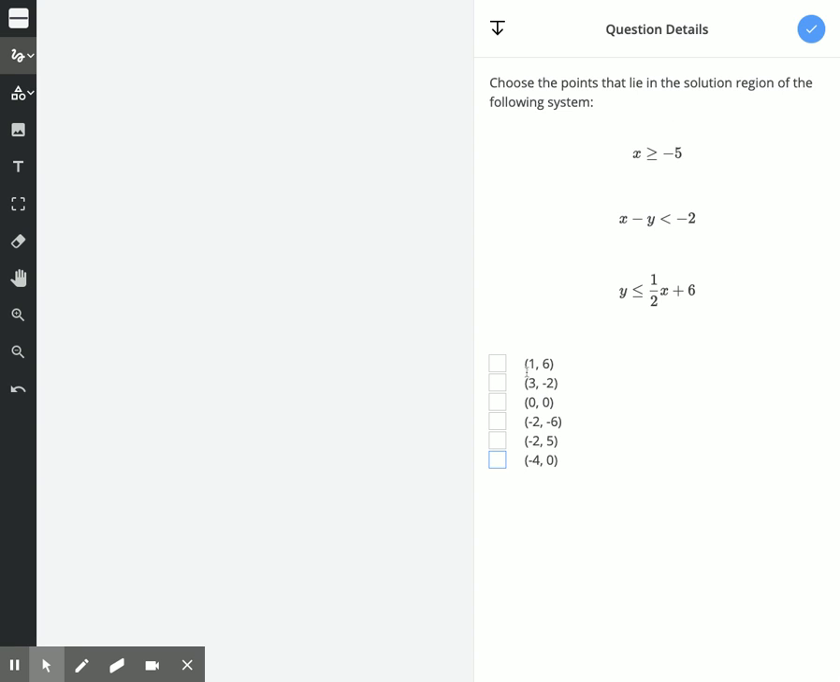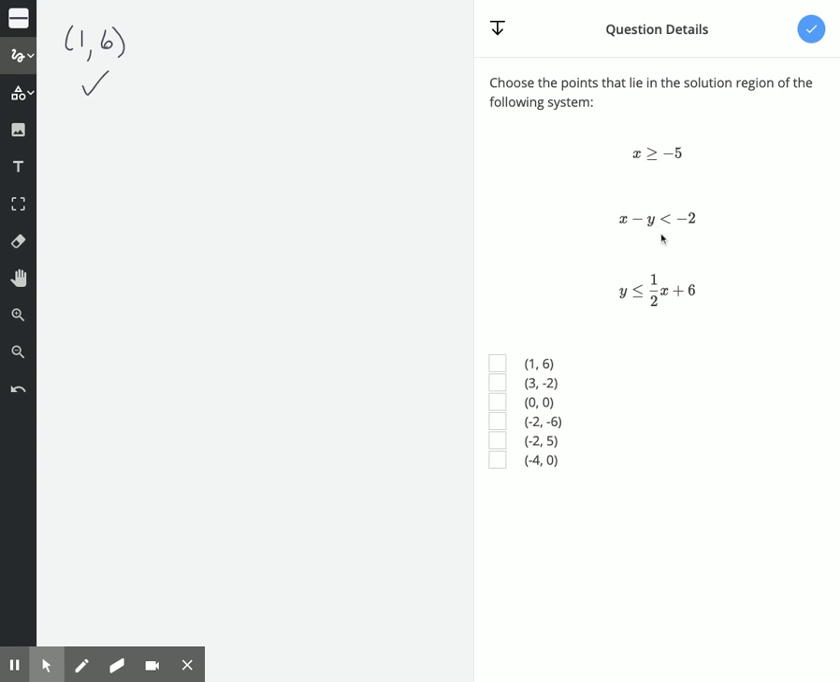So what I'm going to have to do is take this as my x value and this as my y value and plug it into all the inequalities, and make sure it's true, true, true. Check, check, check. So is 1 greater than or equal to -5? Now remember, any positive number is greater than a negative number. So for the first one, it checks off. So if I'm checking 1, 6, already I have a check.